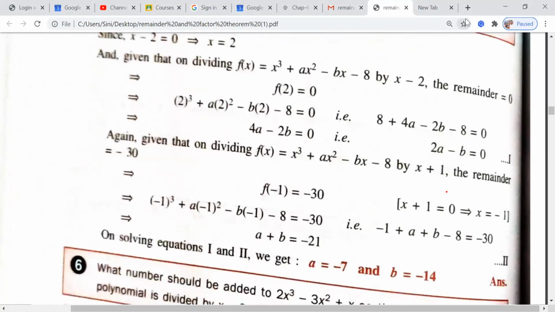See here also, they have two equations and they just solved them out. It's a very simple thing: first f of 2 and second is f of minus 1. That's it. If you're not able to understand, no need to worry. Whatever sums you're unable to understand, at the last I will clear whatever doubts are there. Fine. No need to worry.